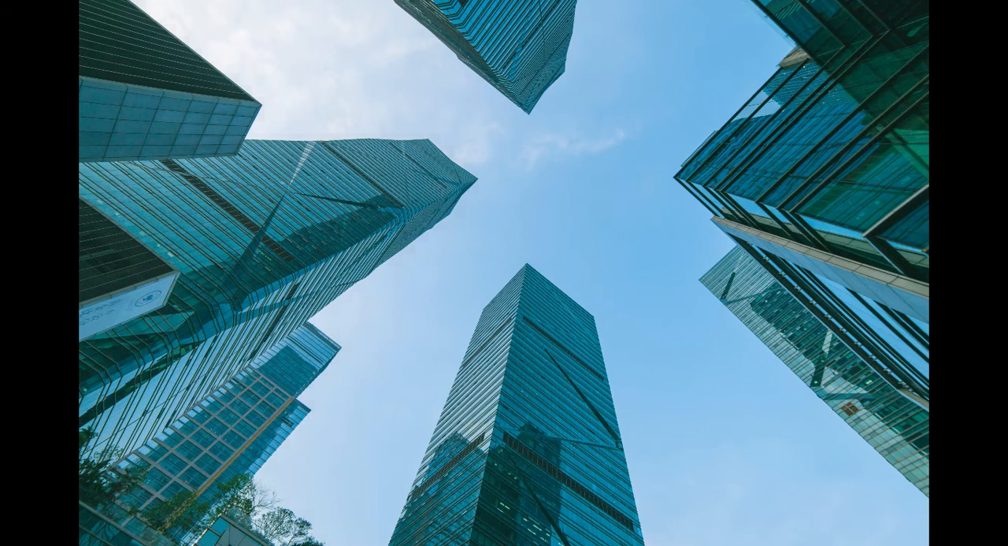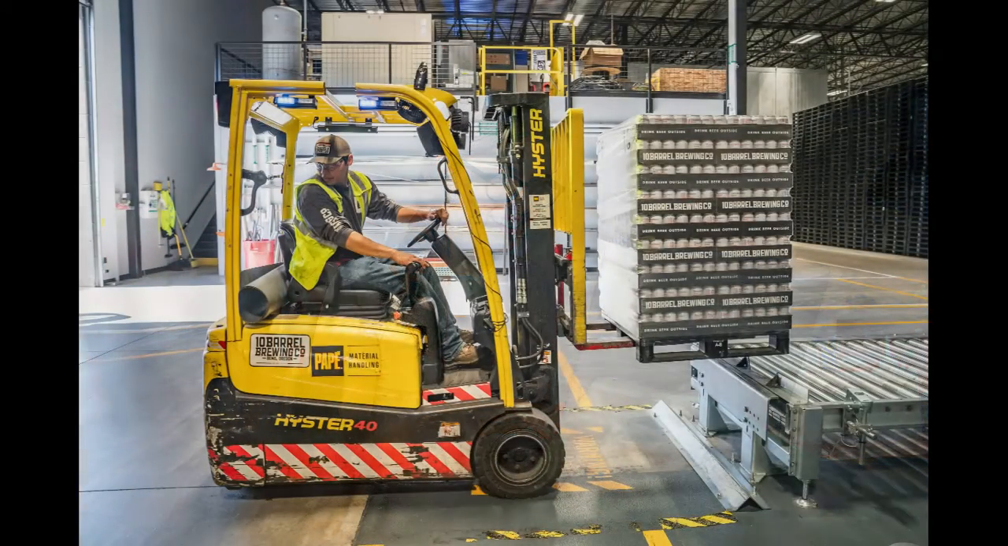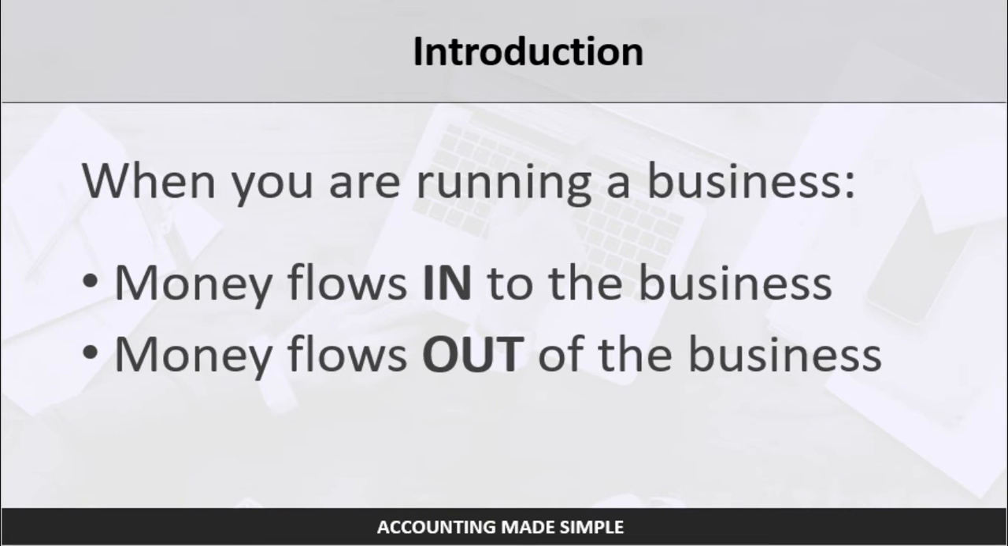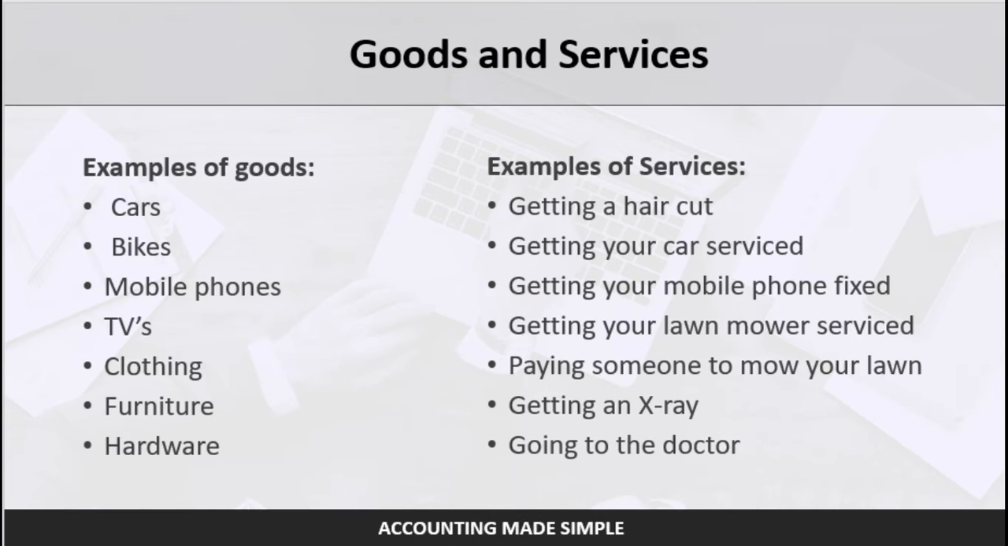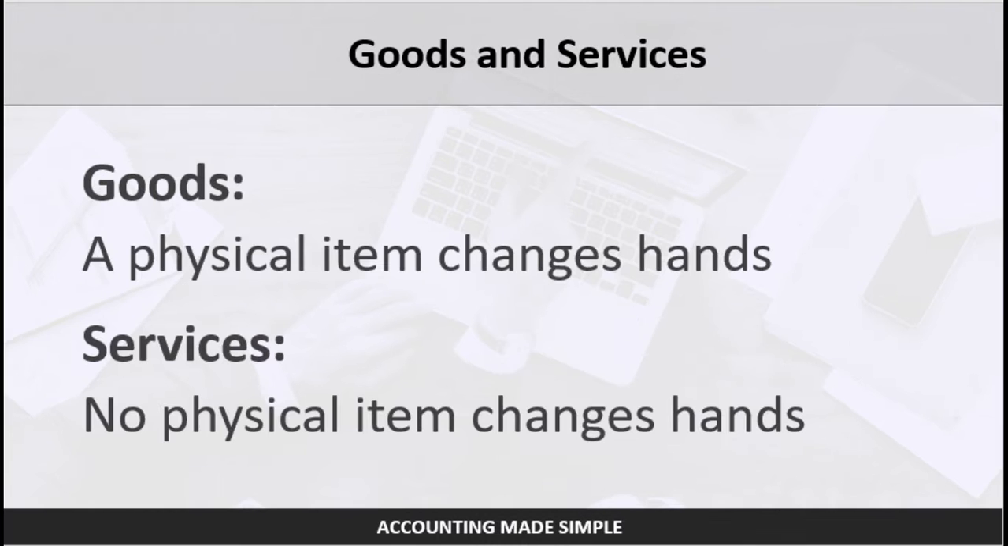Introduction: Goods and Services. Look all around you and notice all the different types of businesses that exist. Every business buys and sells goods or services. When a business buys and sells goods and services, money flows in and out of the business. Examples of goods: cars, bikes, mobile phones, TVs, clothing, furniture, hardware, etc. Examples of services: getting a haircut, getting your car serviced, getting your mobile phone fixed. With services, no physical item changes hands. Instead, a service has been provided.